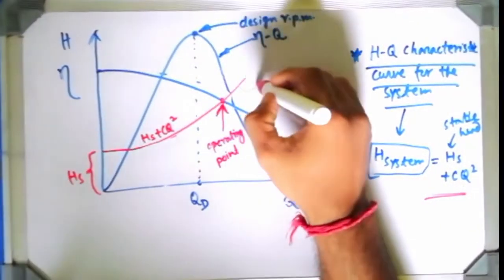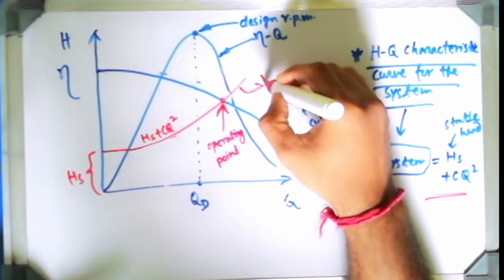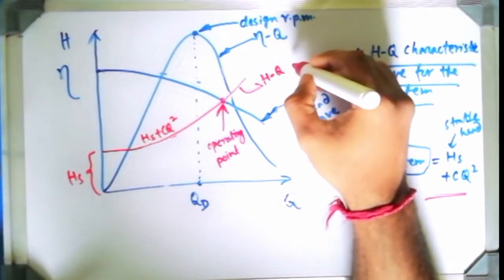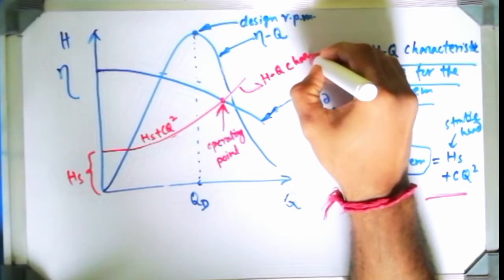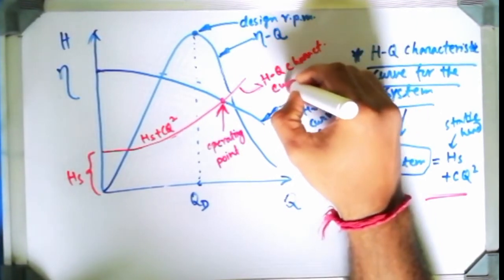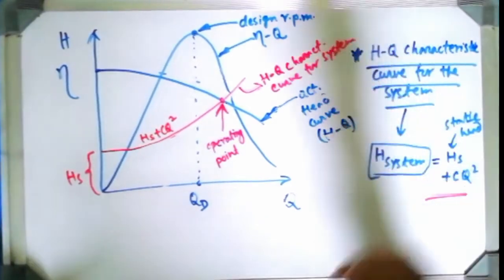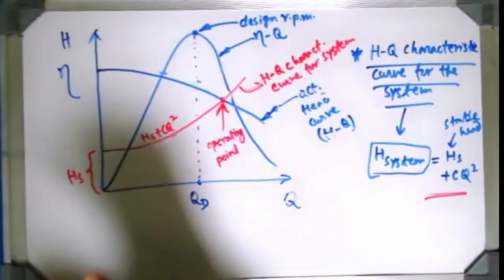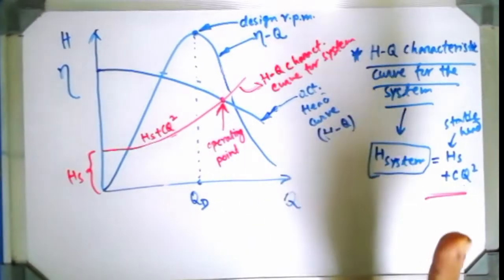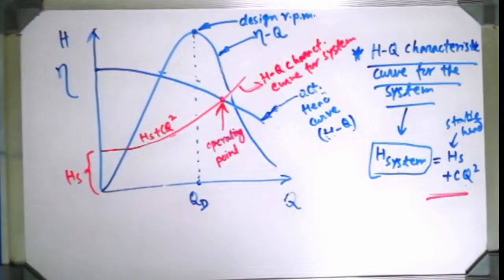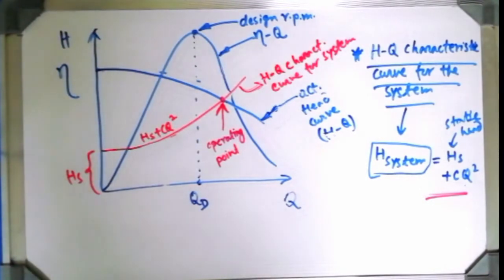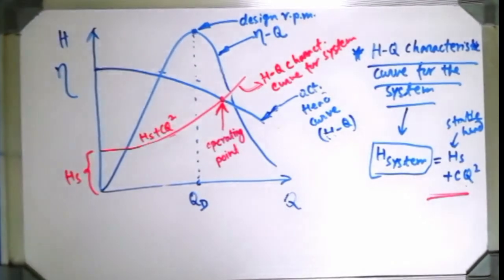So this curve is known as the H versus Q characteristics curve for the system. All these curves you can see in any textbook, but if they are explained very well, then go through them. Otherwise, whatever I have discussed over here is the thing regarding the characteristics curves. Tell me if there is any confusion, then please tell me.